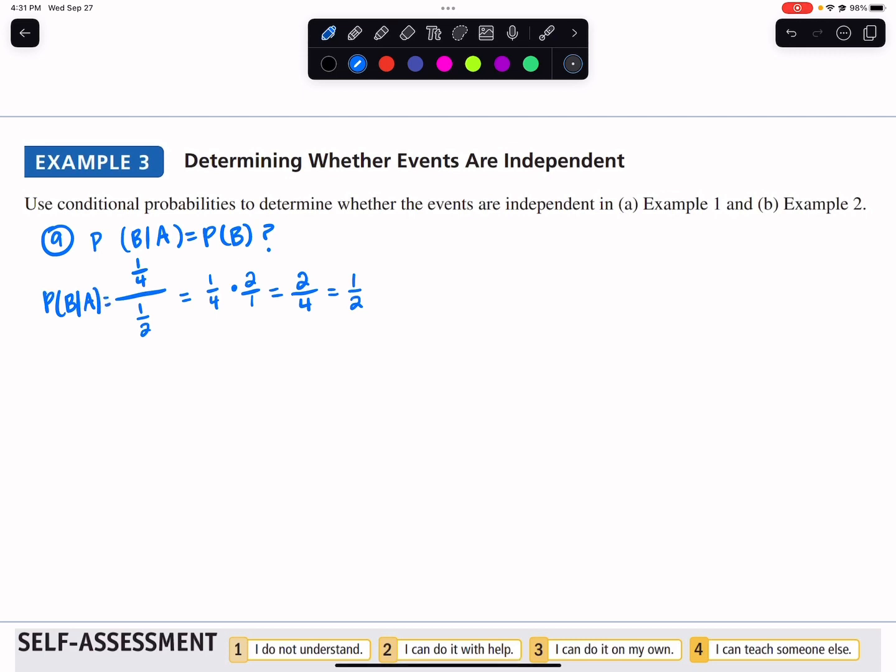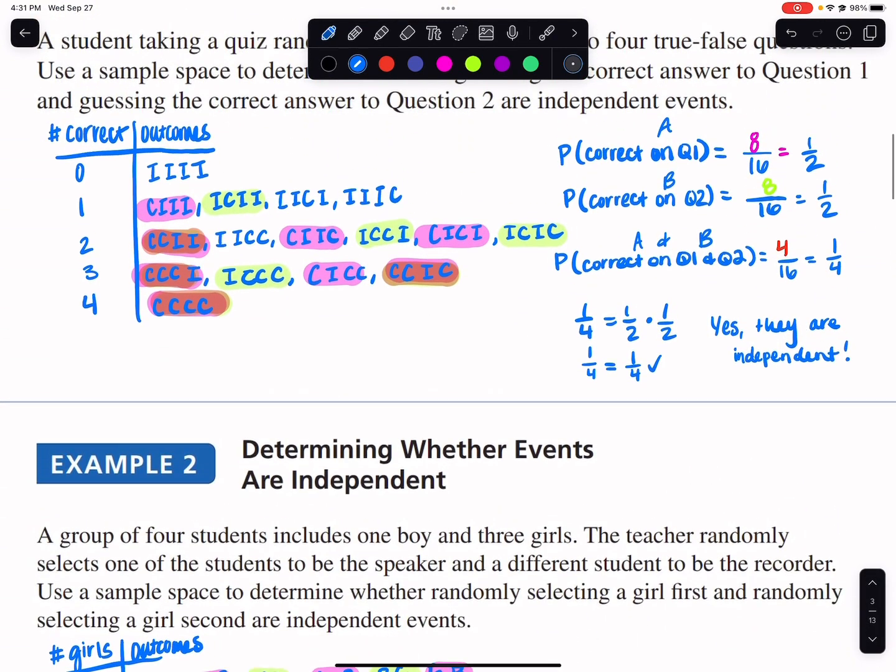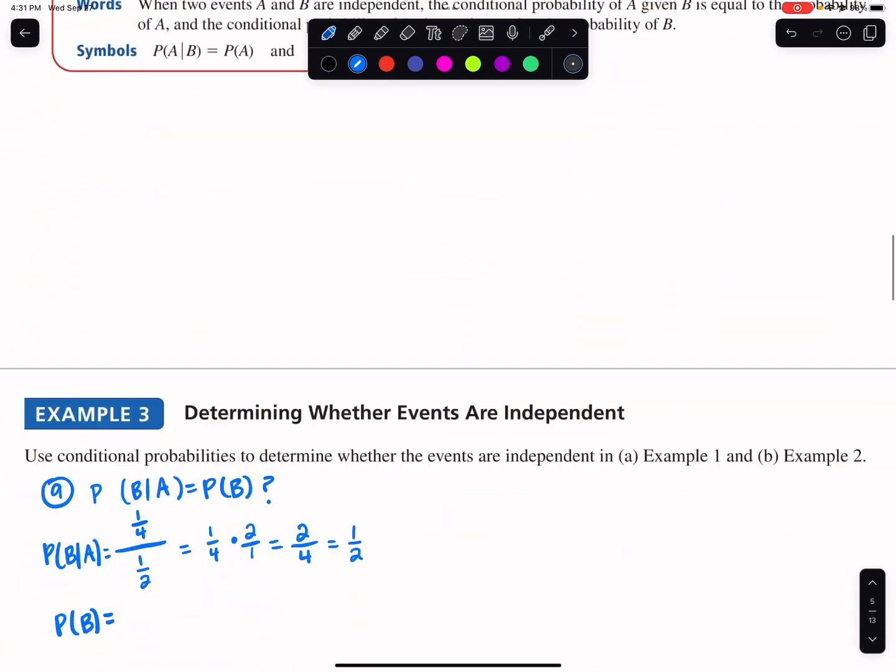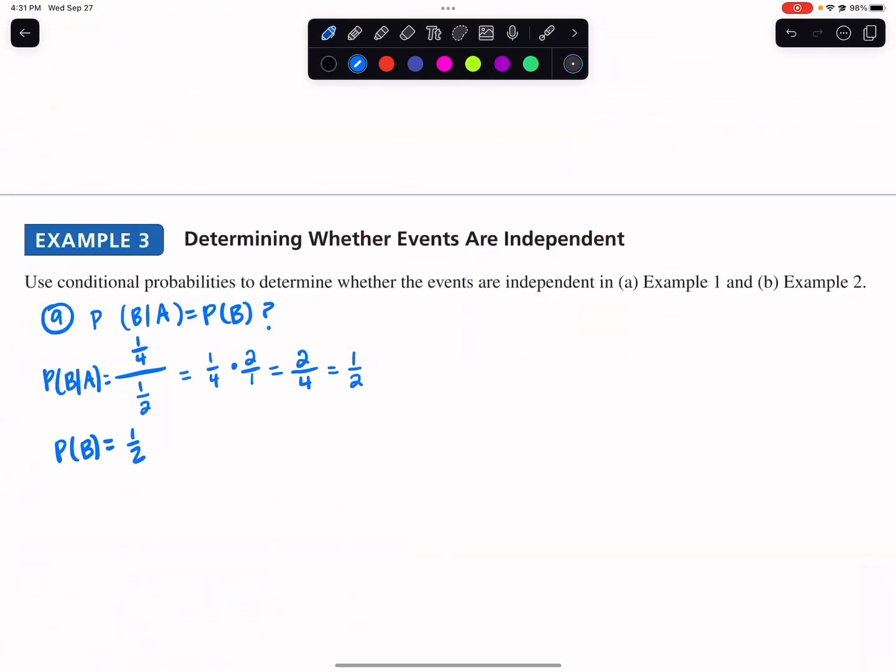And then we're going to check and see, does that match the probability of B? So we're going to go back up to example 1. And I saw my probability of B as 1/2. So yes, they do match. So yes, because the probability of B given A equals the probability of B, these events are independent.